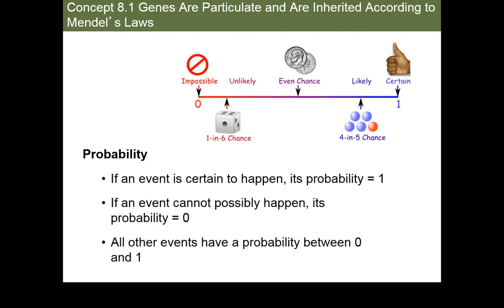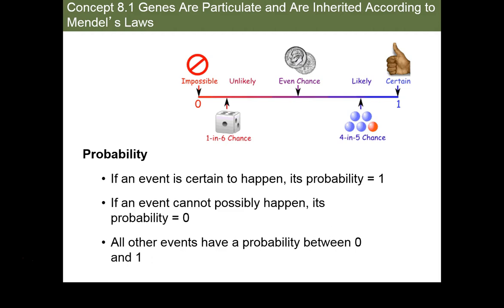Alright, full disclosure. Next few slides will have a little math, so I apologize in advance. We're going to talk a little bit about probability and how probability is useful when trying to determine the chances of receiving a particular allele.